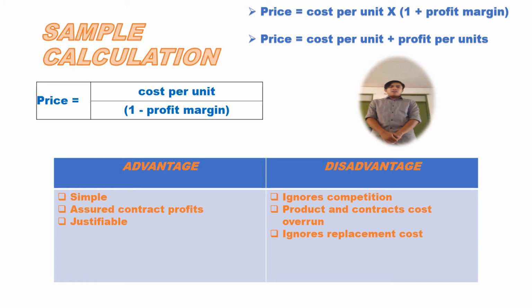Next, the advantage of cost plus pricing is, firstly, simple. Next, it assures contract profit and is justifiable. Next, the disadvantage of cost plus pricing is that it is one of the most risky methods. It ignores competition, the contract cost overrun of the product, and it ignores replacement cost.